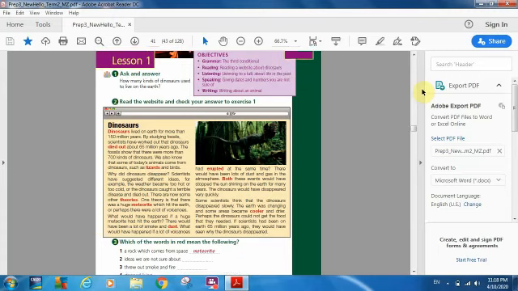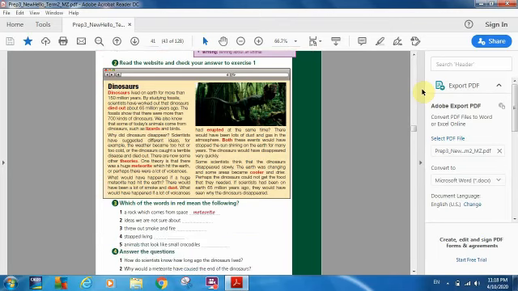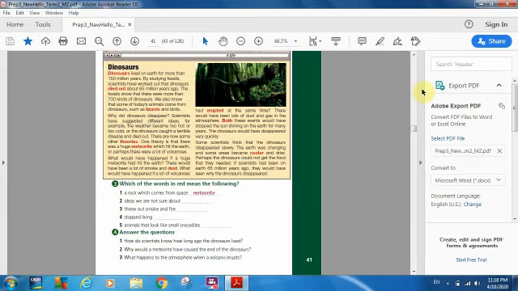And the first question says, how many kinds of dinosaurs used to live on Earth? And the answer is there were more than 700 kinds of dinosaurs. Wow, that's a big number. Now, which of the words in red mean the following? The words in red are dinosaurs, died out, lizards, theories, meteorite, dust, erupted, bones, cooler. So when we talk about a rock which comes from space, it is called, yes, meteorite.